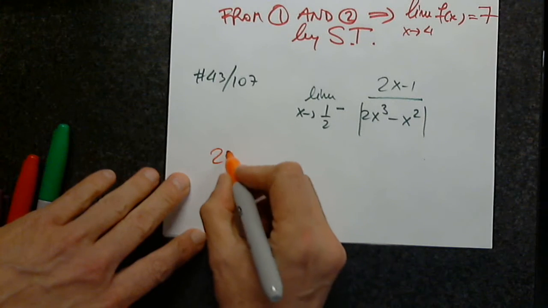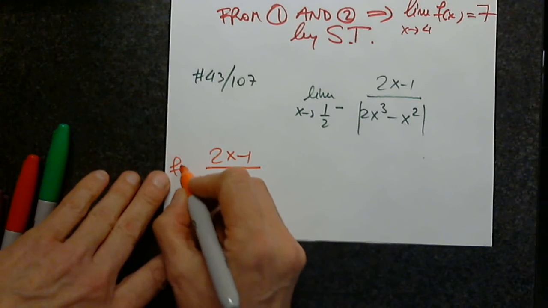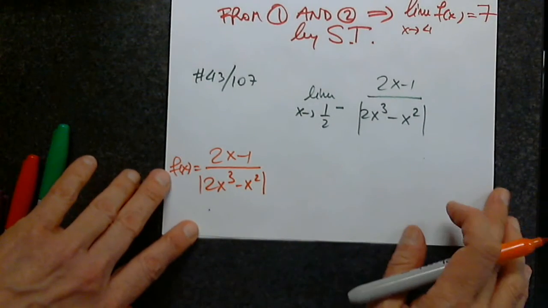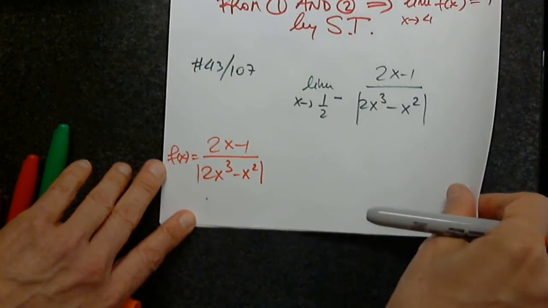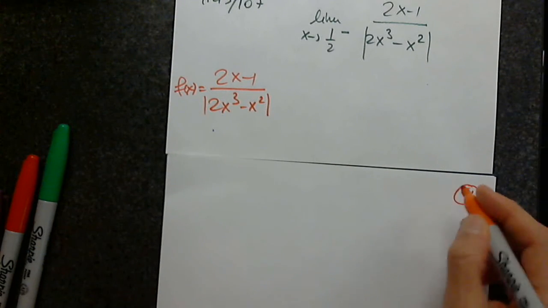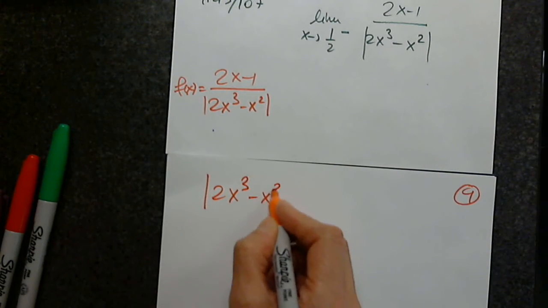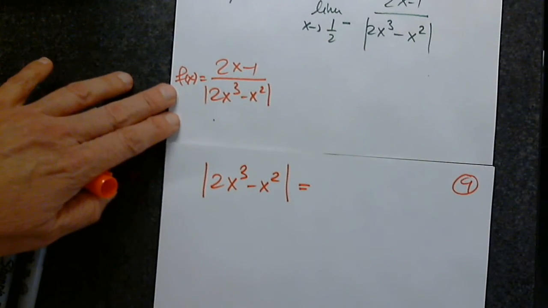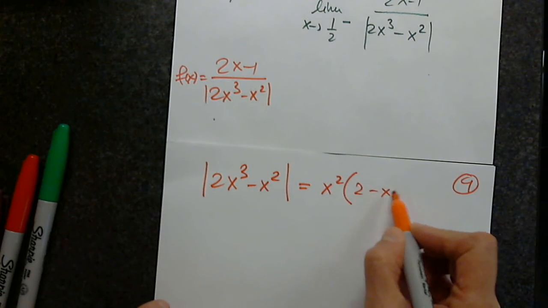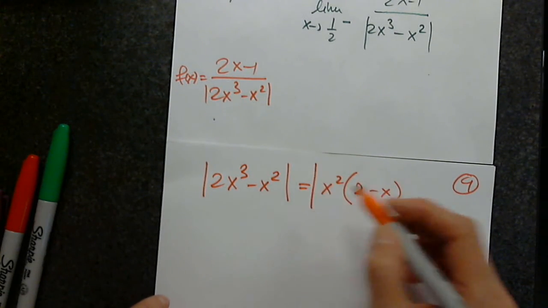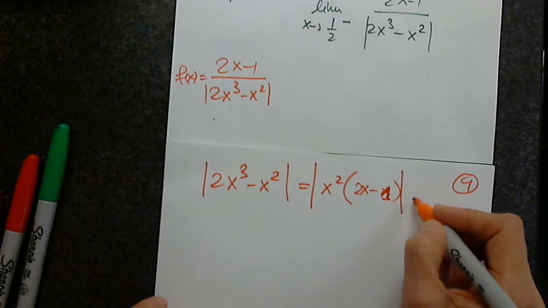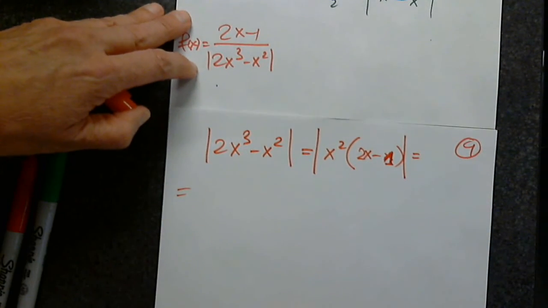So we have 2x minus 1 divided by the absolute value of 2x cubed minus x squared. This is our function, f of x. First, I will have to start with the piece that is the absolute value. So the absolute value of 2x cubed minus x squared. I will factor out x squared as a very good starting point, and then I have 2x minus 1. Thank you, I'm so happy you disagreed.